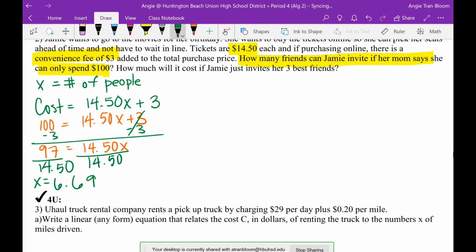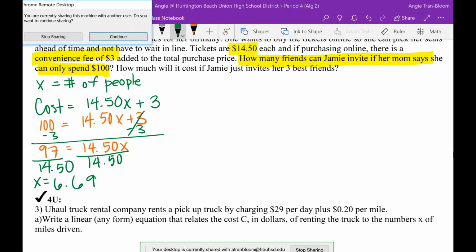Okay. So how many people total? 6. Remember, she can only have $100. Does she have enough for 7 people? No. So she can only take 6 people. But that's not the question asking either. It says how many friends can she bring? So she can only bring 5 friends because she has to pay for herself as well.